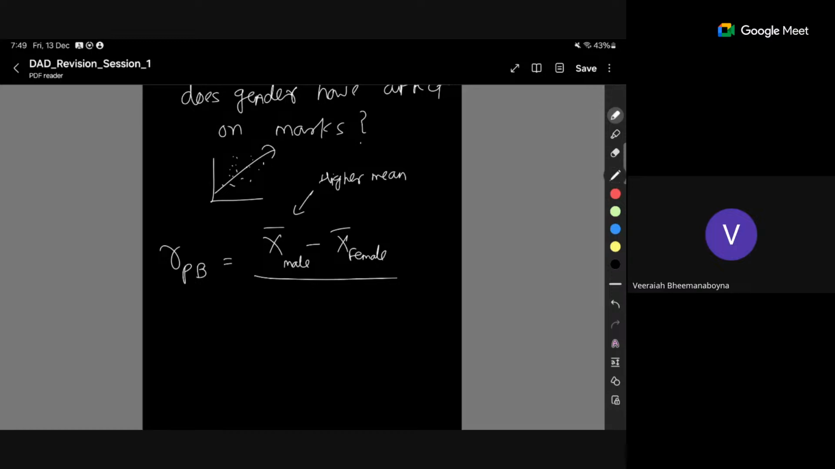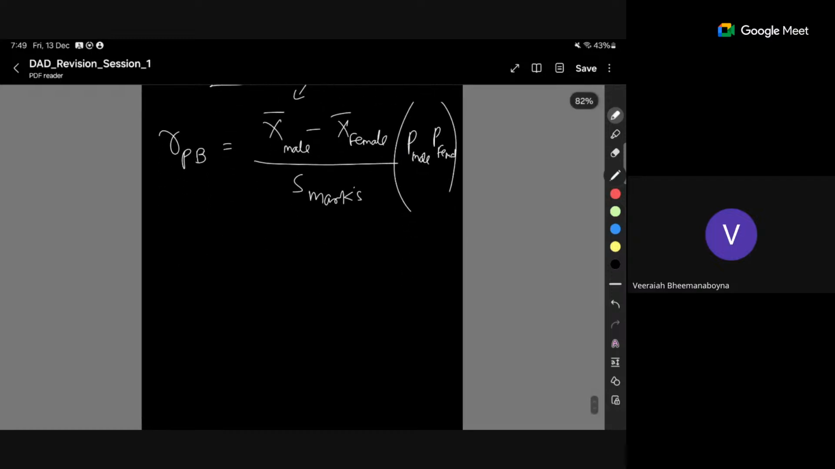Then you have to figure out the standard deviation of the numerical one. So here we have marks, right? So you have to find the standard deviation of marks, and there is another multiplication, which is the proportion of male and proportion of female.